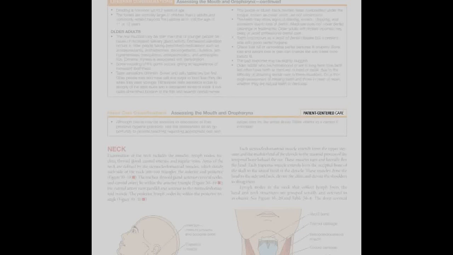Patient-centered care: Neck. Examination of the neck includes the muscles, lymph nodes, trachea, thyroid gland, carotid arteries, and jugular veins. Areas of the neck are defined by the sternocleidomastoid muscles, which divide each side of the neck into two triangles, the anterior and posterior, Figure 30-18. The trachea, thyroid gland, anterior cervical nodes, and carotid artery lie within the anterior triangle, Figure 30-19. The carotid artery runs parallel and anterior to the sternocleidomastoid muscle. The posterior lymph nodes lie within the posterior triangle, Figure 30-20.